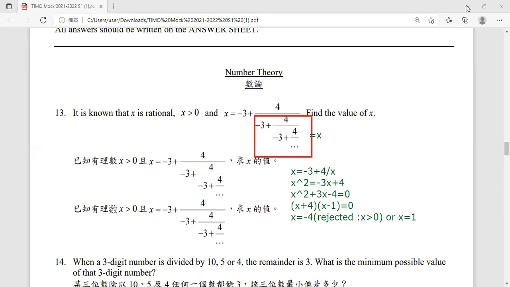But if you check, if you put x equal to negative 4, it goes okay. So there are two solutions for this one. But because you know that x is greater than 0, you have to take x equal to 1. Any questions?